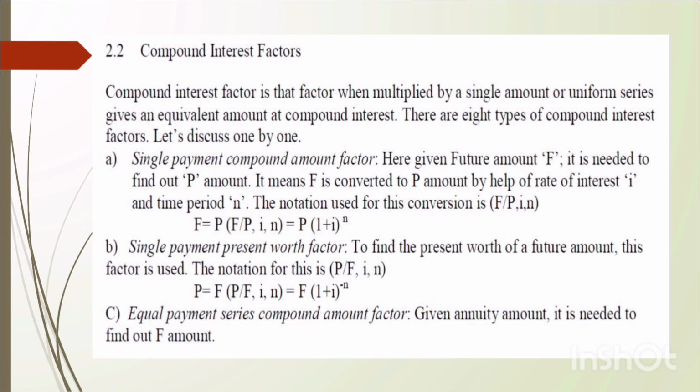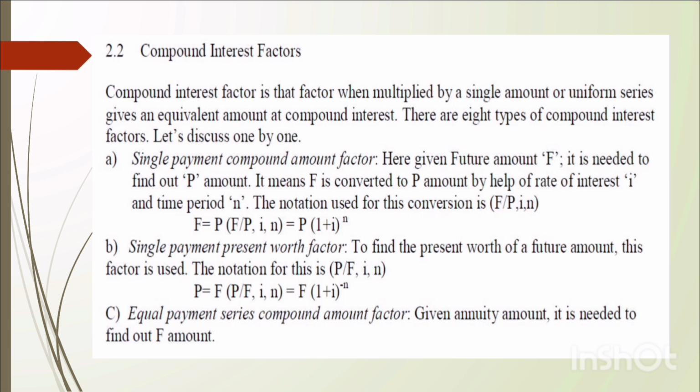Here, given the future amount, suppose F, we want to find out the amount of P, it means the present amount. So the F is converted to P amount by the help of rate of interest small i and the time period N. The notation used for this conversion is F by P, comma i, comma N. So we easily calculate the futuristic amount by using the single payment compound amount factor. So F equal to P in bracket F by P, i comma N.